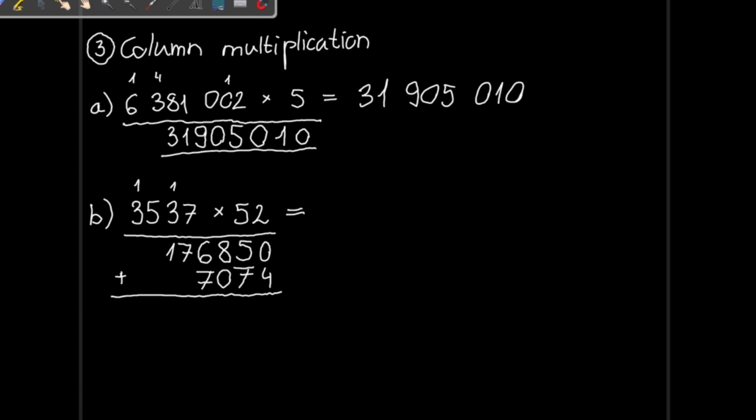So we basically did 3,537 times 50, and then plus 3,537 times 2. So 50 times this plus 2 times this, and now we need to add this together, obviously. So we have 4. We already know how to do column addition. This is 12, this is 9, this is 13, this is 8, and this is 1. And that's our result. Great.